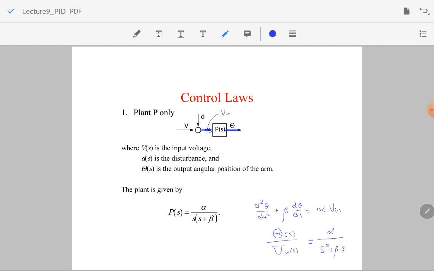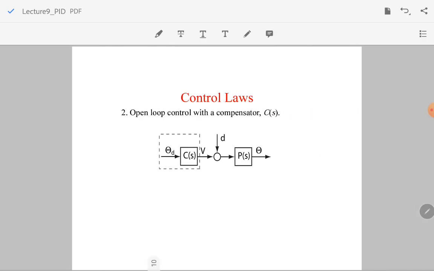Okay, so when you have a plant only, you put in the voltage you want and you get a theta, but there's no feedback loop, right? So we have no idea what the angle, what the position is. So the control law is first we're going to do the open loop control with a compensator C. Still, what's going into the plant must be the voltage, and what's coming out of the plant is your angular position.